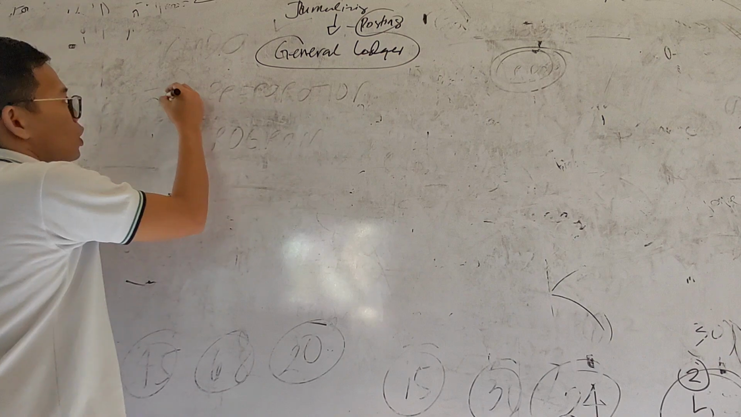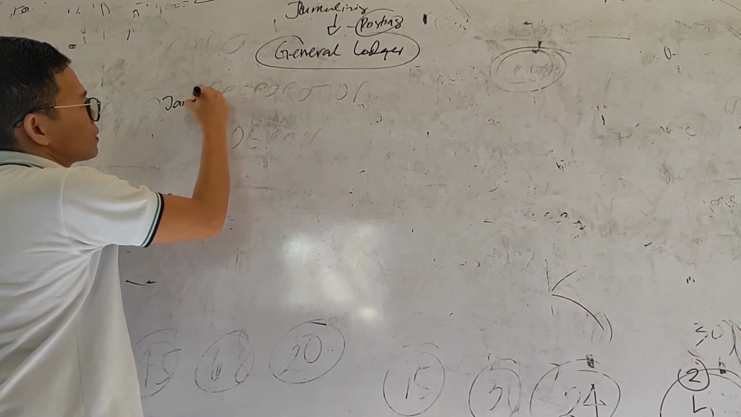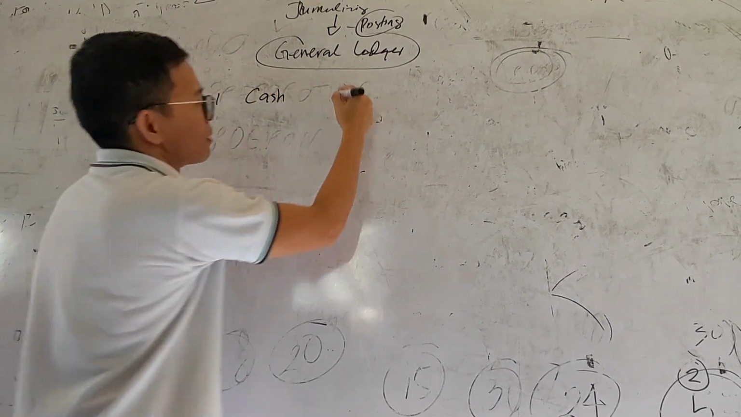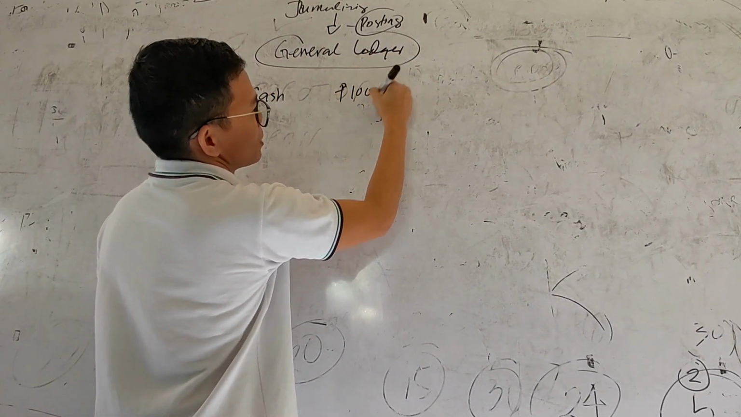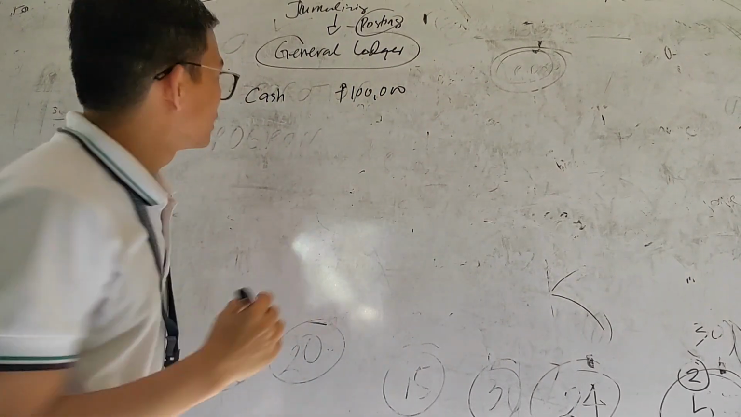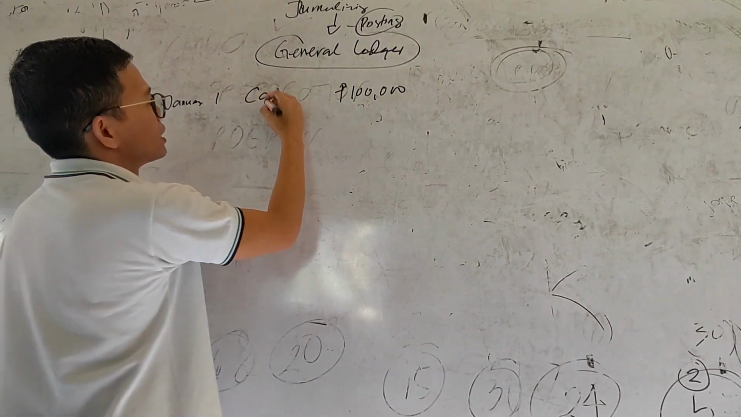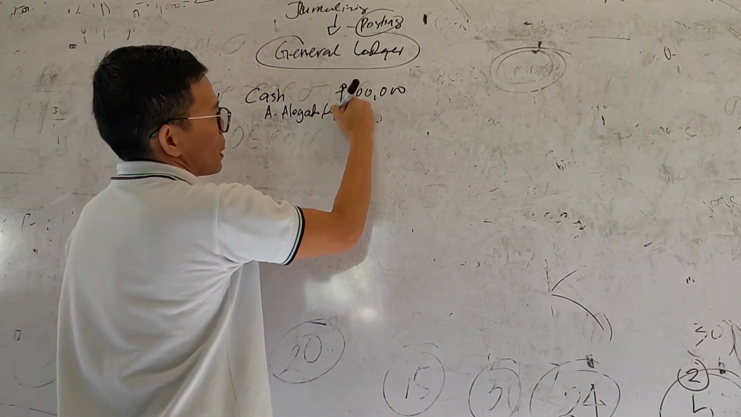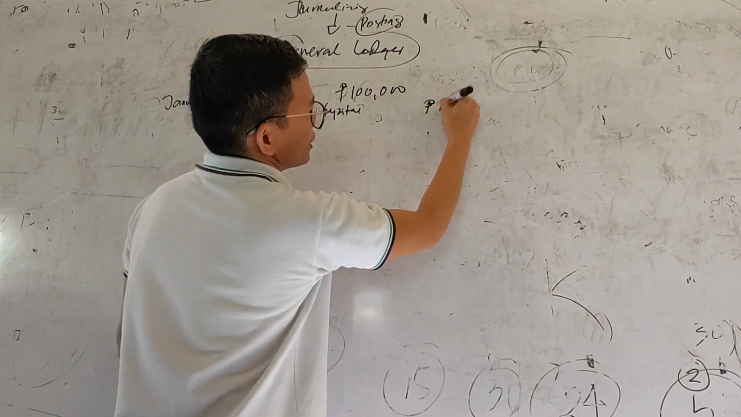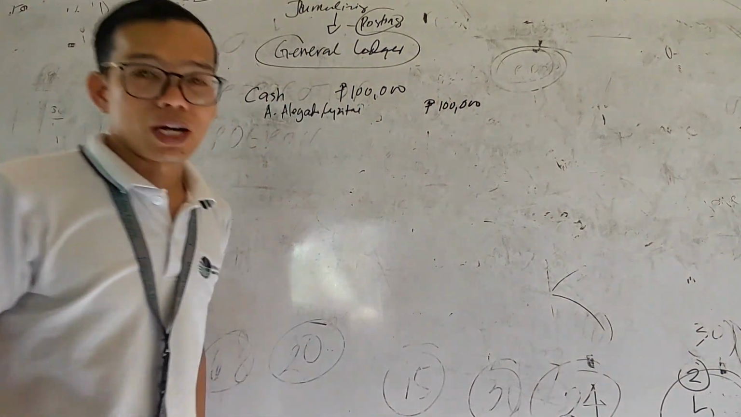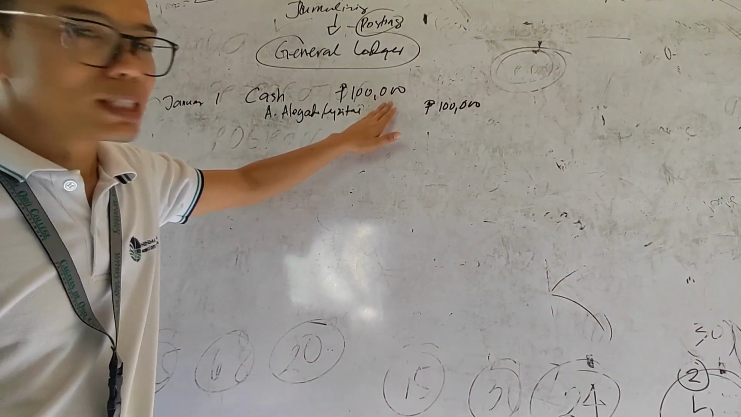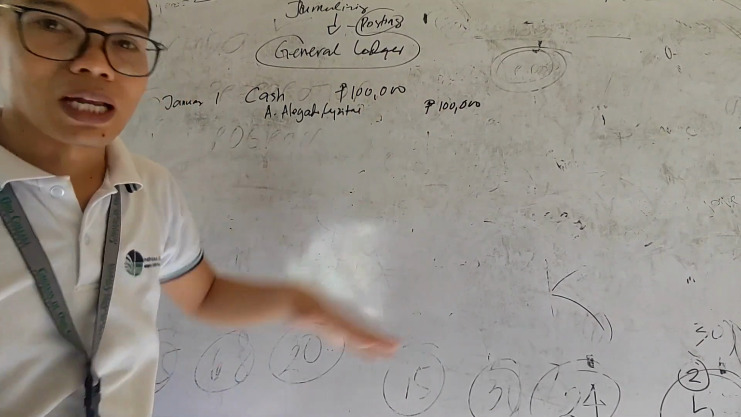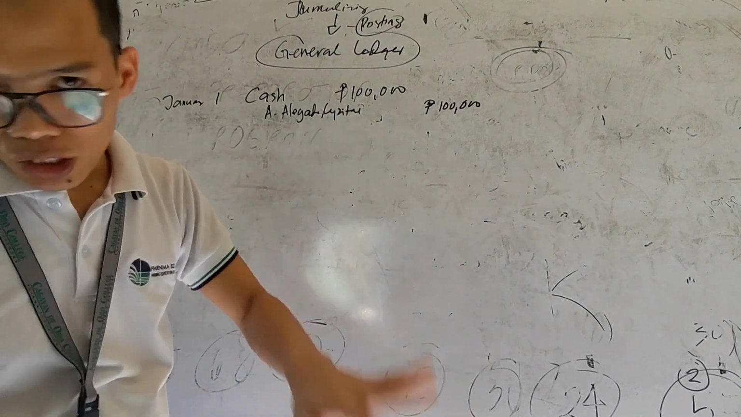Let's say on January 1, we have cash amounting to 100,000 pesos. We have credit Aligado Capital, 100,000 pesos. So debit cash, 100,000. Credit capital, 100,000. This is our first entry. For now, allow me to not include the explanation anymore.